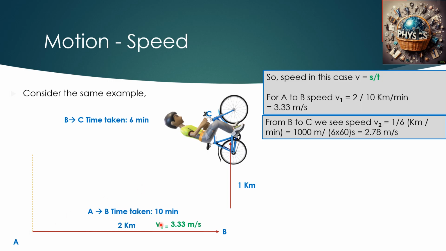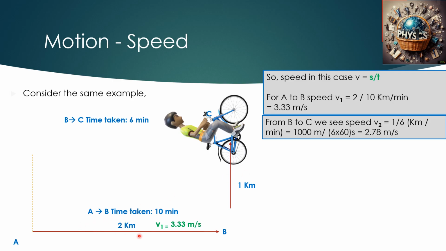Now, if I ask you to find the average speed for the complete distance the cyclist has traveled, the complete distance is 2 plus 1, which is 3 kilometers. So don't make the mistake of just averaging V1 plus V2 by 2 or by any other means. The average speed for the complete distance will again be distance by time, which is the total distance covered divided by the total time taken.